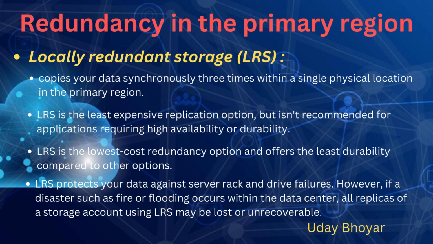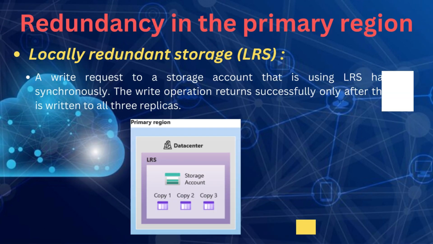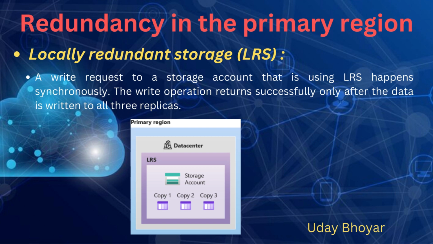So it is recommended you opt for LRS, or locally redundant storage, when you can easily recover or recreate the data that is being stored under the primary region through locally redundant storage. Through this image, we can see how the data is stored into the locally redundant storage services through the primary region. A write request to a storage account that is using LRS happens synchronously. The write operation returns successfully only after the data is written to all 3 replicas.